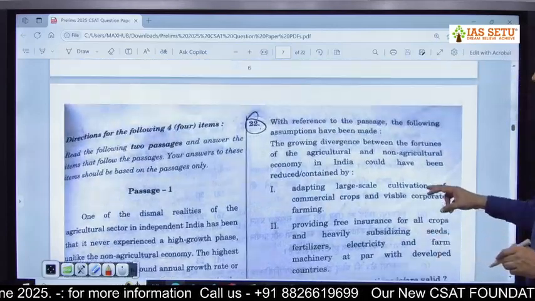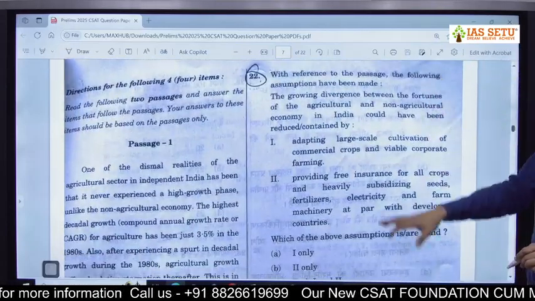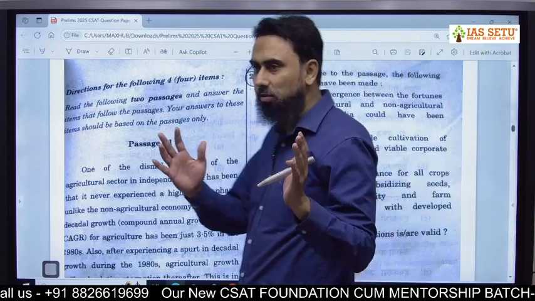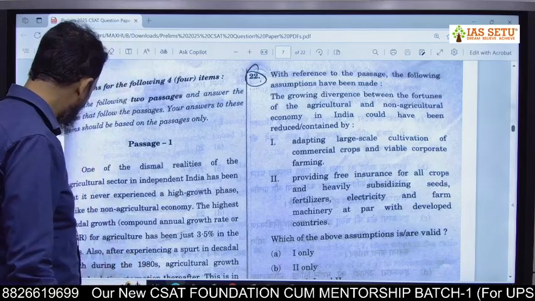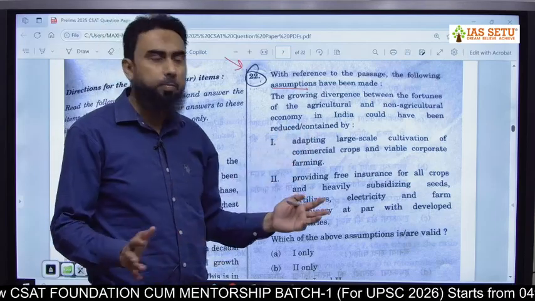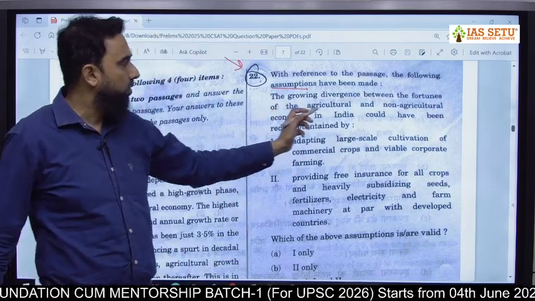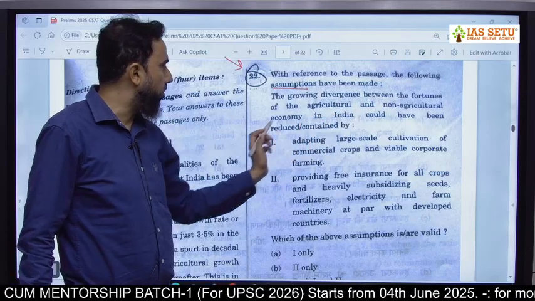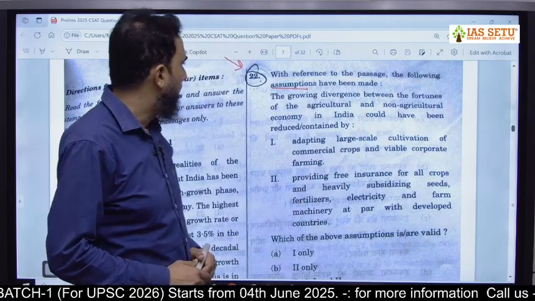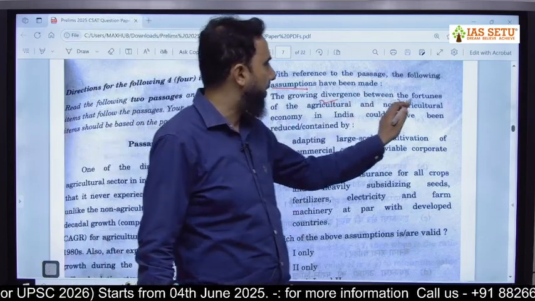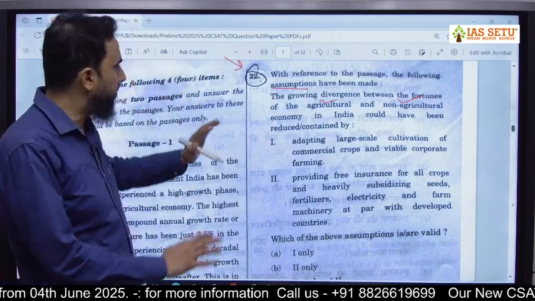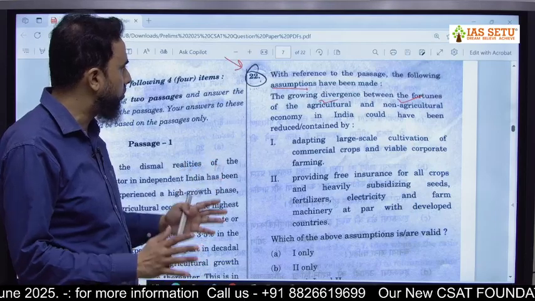Coming to the second question, question number 22, a very interesting question, and this time UPSC gives you a different type of assumption question. Different type means they first made a case and then they ask you to choose the valid assumption. Question 22: the growing divergence, which is like separation, between the fortunes of the agricultural and non-agricultural economy in India could have been reduced or contained by, right? So that fact is given there, that there has been this difference between agricultural fortune and non-agricultural.